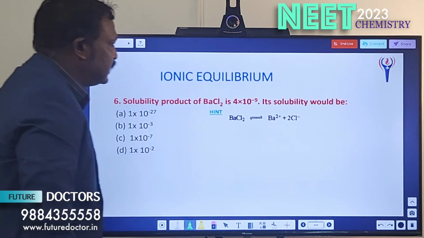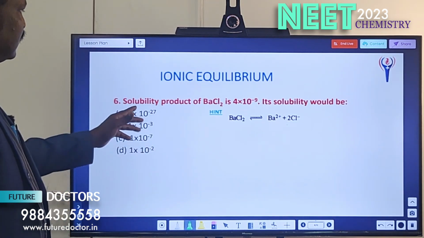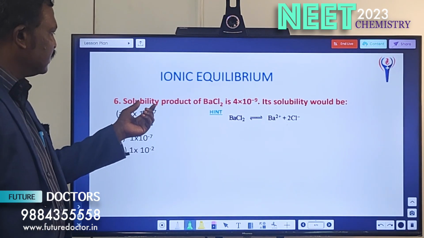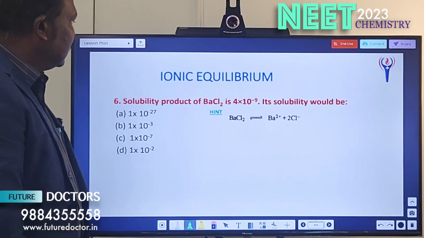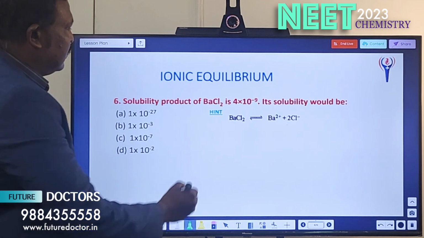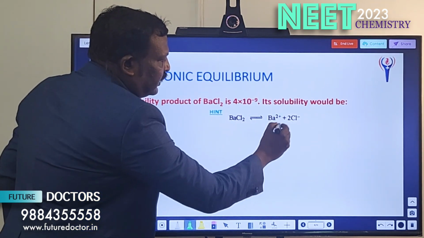Now see the next one. Sixth sum. This is also based on the same model sums. Solubility product is given, and we have to find out the solubility. Okay, as usual. Here I have given barium chloride split. Here, how many ions?